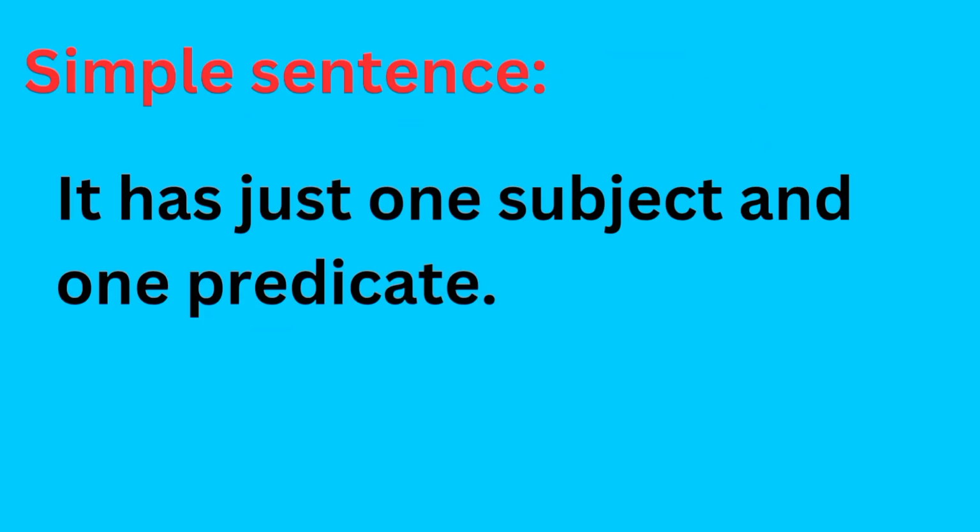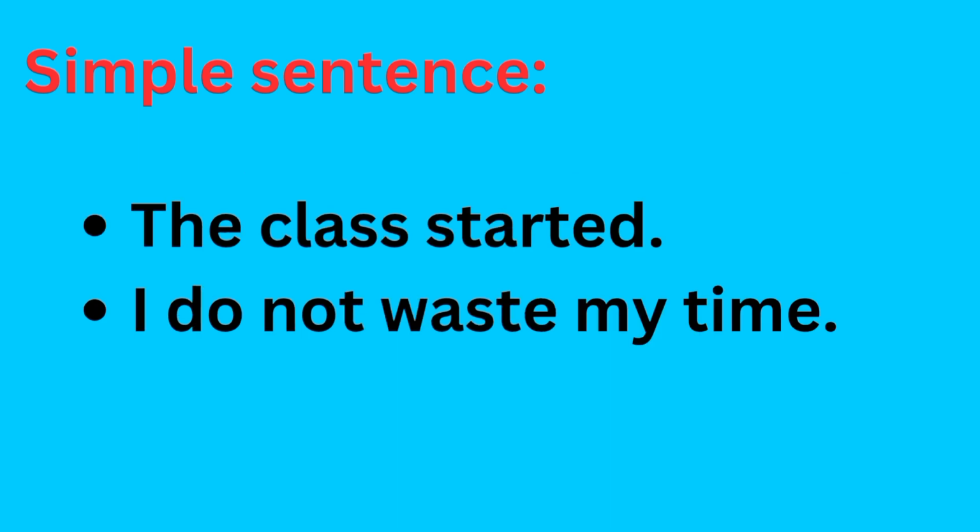Simple sentence. It has just one subject and one predicate. For example, the class started, and I do not waste my time. You can see in the first example, the class is the subject and started is the predicate. And in the second example, I is the subject and the remaining part of the sentence is the predicate.